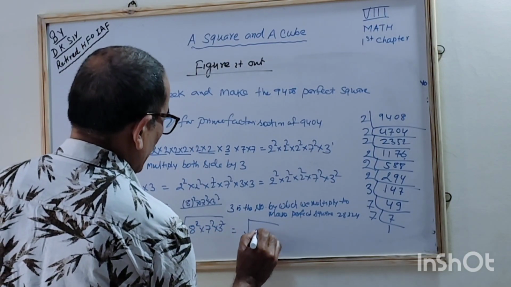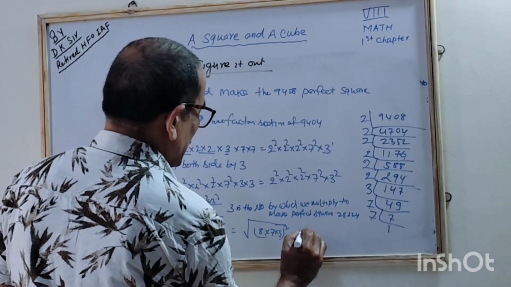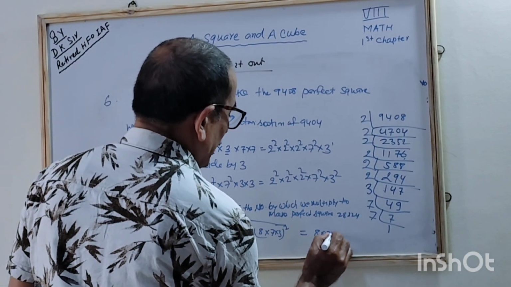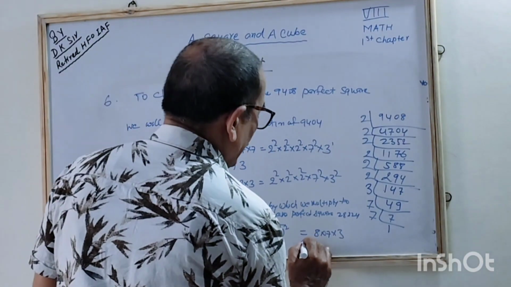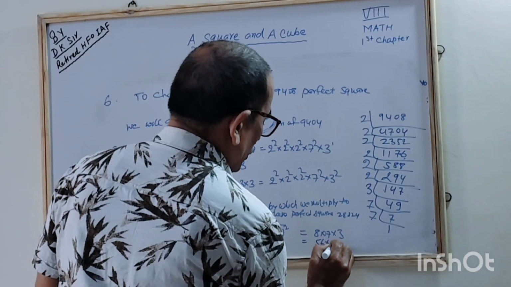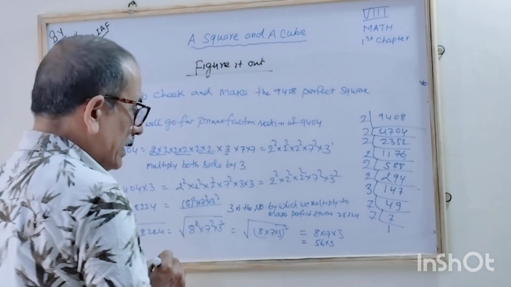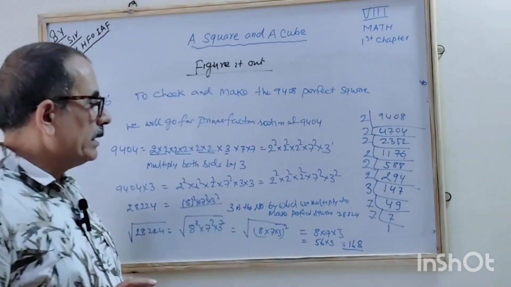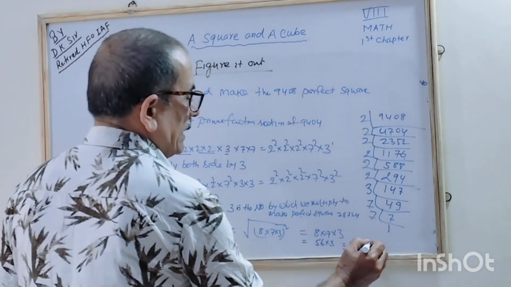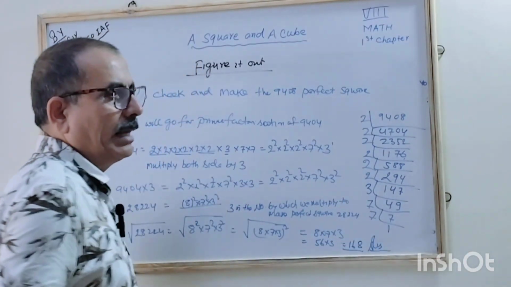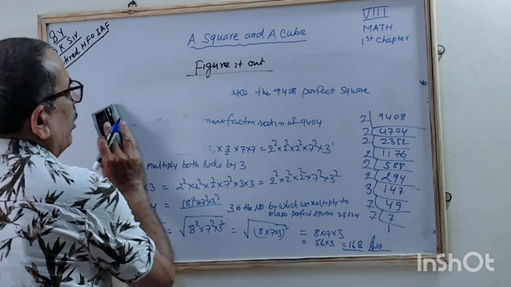So what can you write? 8 into 7 into 3, all to the power 2. So the answer becomes 8 into 7 into 3. When you multiply, 8 sevens are 56, and 56 into 3 becomes 168. 168 becomes your answer. Understood? This is the way you should solve question number 6.